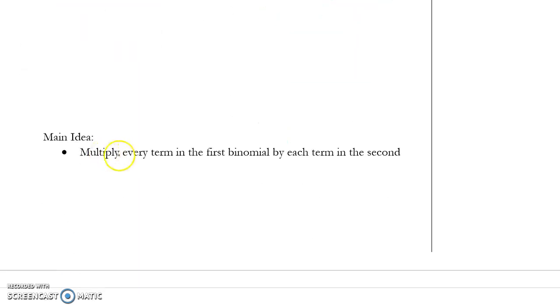So the idea is this. We need to multiply every term in your first binomial or in your first polynomial by each term in your second. So there might be 2, 3, 4, 5, 6 terms here. There might be 2 or 3 or 4 terms here or more. Every term gets distributed. Move back and distribute the next one. Then distribute the next one and combine your like terms.